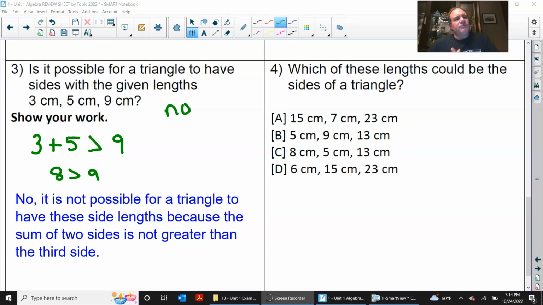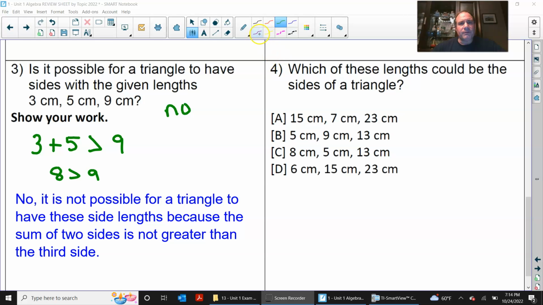I just typed it down quick. So I tried the first two sides, 3 and 5. And by the way, when you list them from least to greatest, and the first two sides, when you add them up, are not greater than the third side, you know right away that these are not sides of a triangle. So that's basically it.